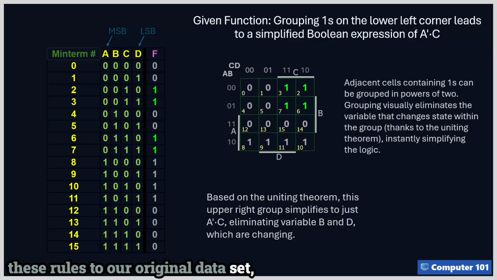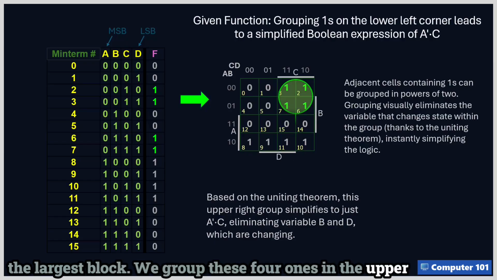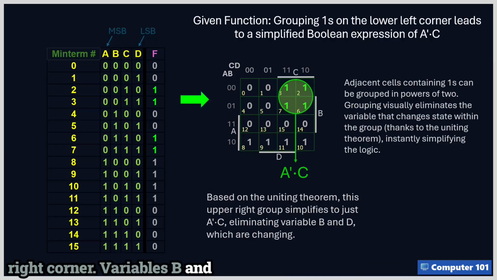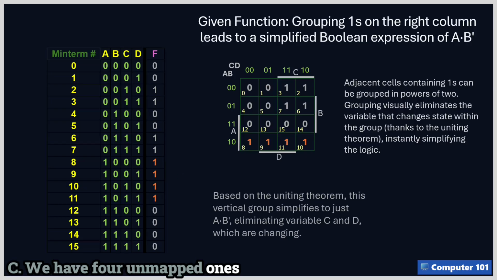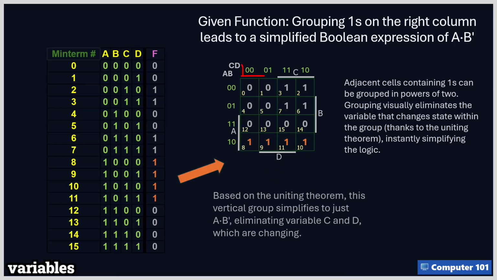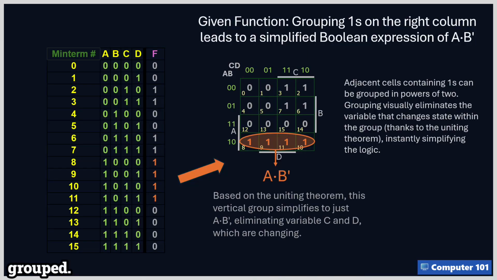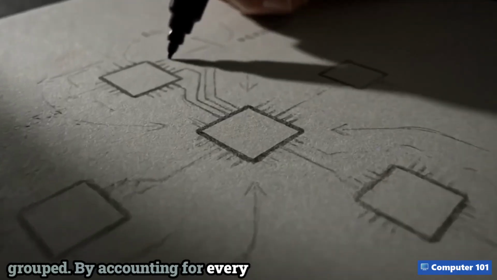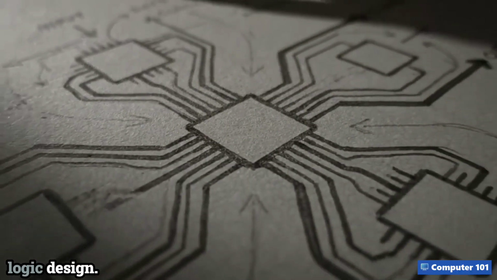Applying these rules to our original dataset, step 1 is finding the largest block. We group these 4 ones in the upper right corner. Variables B and D change state. Eliminating them gives our first simplified term, not A and C. We have 4 unmapped ones on the bottom row, grouped in one horizontal block. Across this row, variables C and D cycle through states and cancel out, leaving the term A and not B. Every high state is now grouped. By accounting for every one in the fewest, largest groups possible, we guarantee a fully optimized logic design.